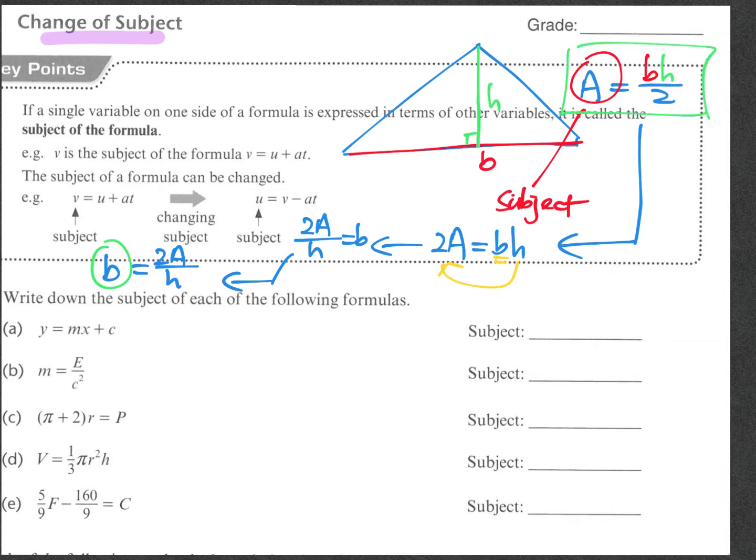Now, would you please pause for a minute to try to change the formula into h to be the subject? Let's try it now.